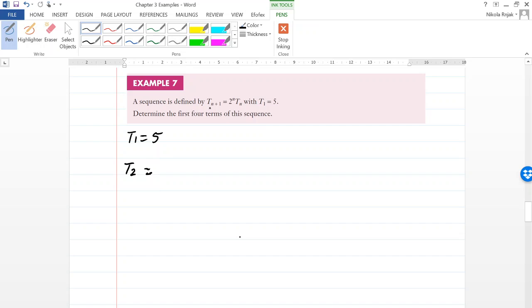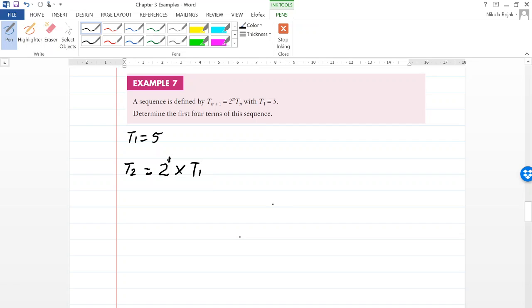Okay, so the current term number, if this is the next term, then the current term number is actually 1, okay, n equals 1, multiplied by the current term. So this is the current term 5, all right? This is the current term number, this is the current term. So the next term, t2, is equal to 2 to the power of the current term number, 1, multiplied by t, the term n. So in our case, it's term 1.